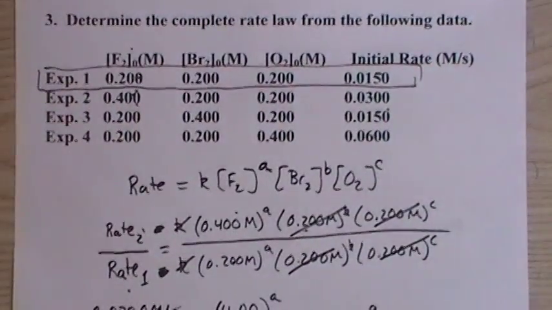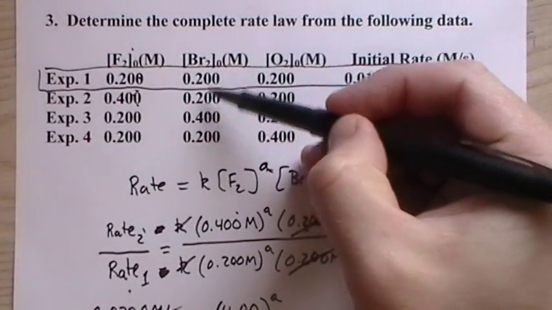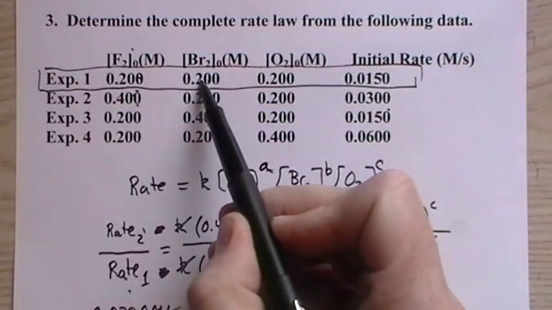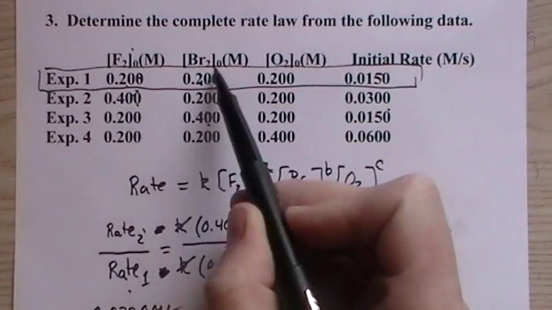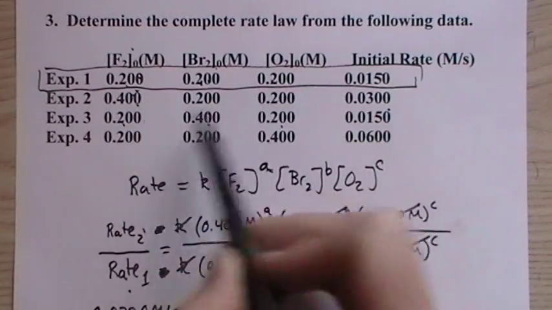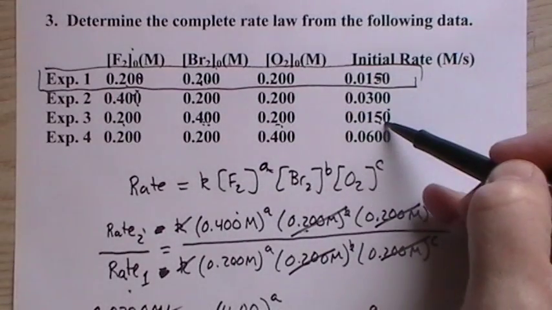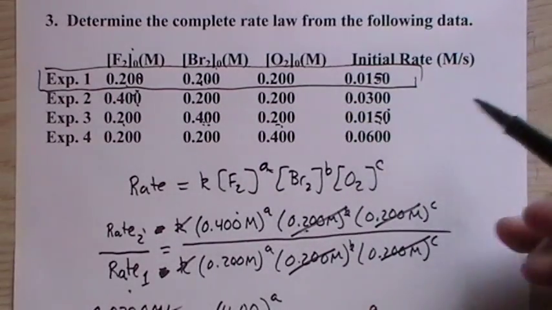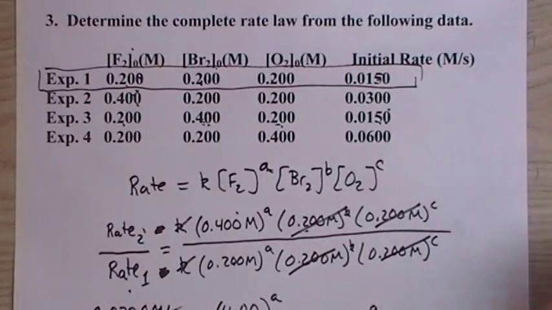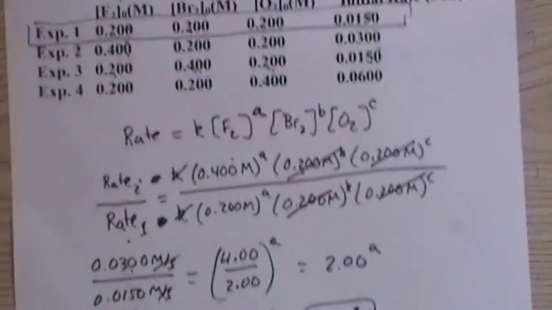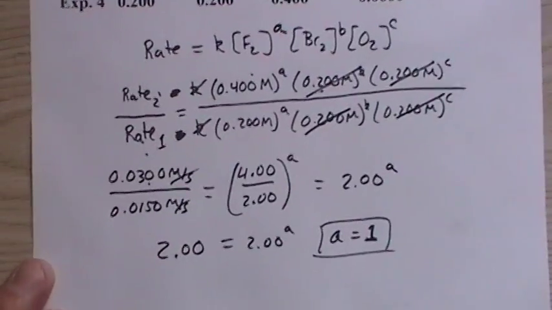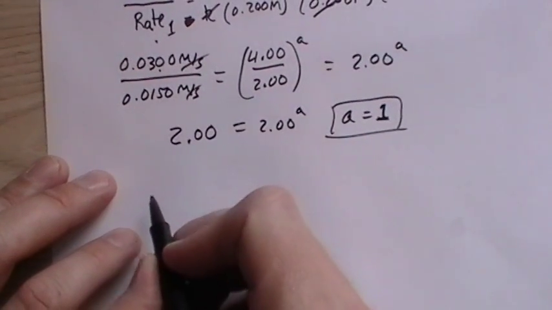Let's see if, before we do it. Bromine, if we double bromine, so this is our base, everything's 0.2. We go to experiment 3, fluorine and oxygen stay the same, so they don't affect reaction rate. We double bromine, and its rate doesn't change. That means its exponent is 0, and let's prove that now, just to show you. So we'll do this a little quicker.